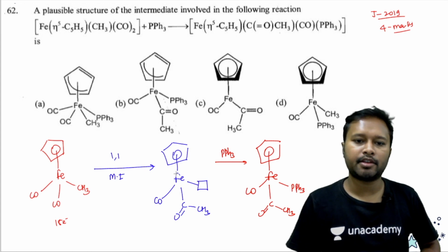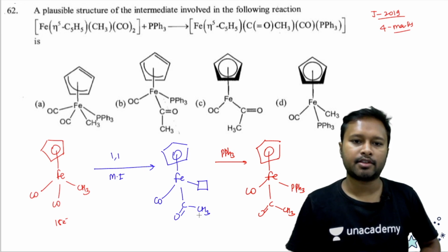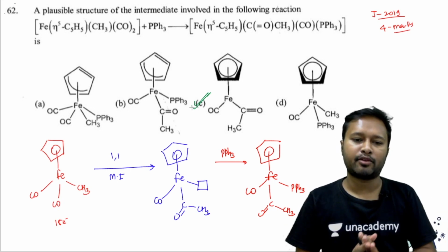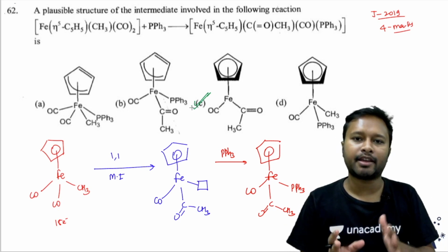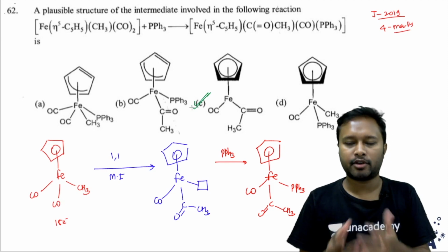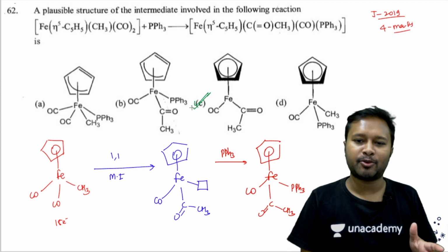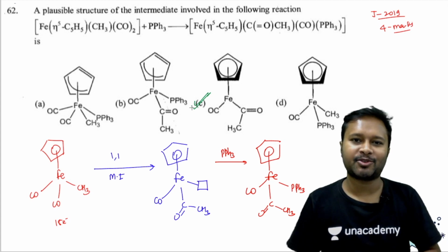But the intermediate is the one which has COCH3 and CO attached with the metal and with the cyclopentadienyl ligand. So that's option number 3. So it was a pretty simple and straightforward reaction. You just need to know where migratory insertion happens and what the conditions for that are. Alright, so this is how it has to be done. I hope this is much clear to you. Let's go for the next question then.